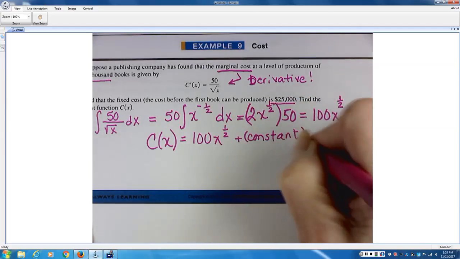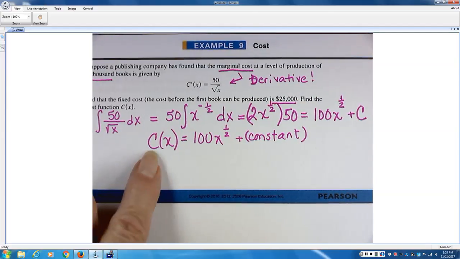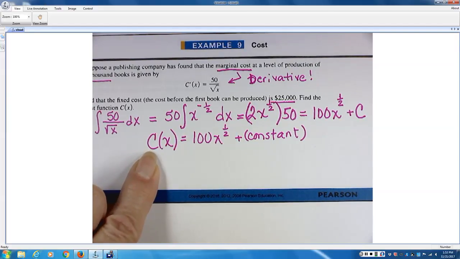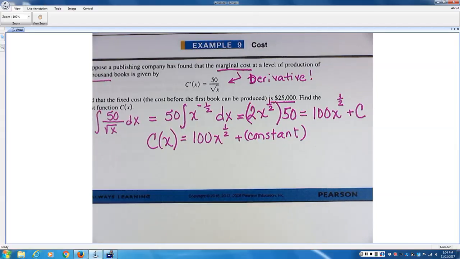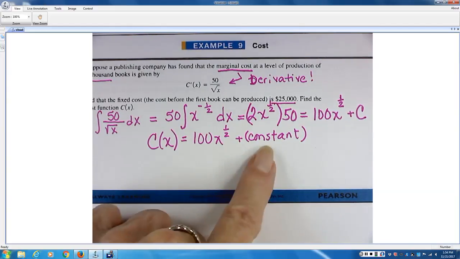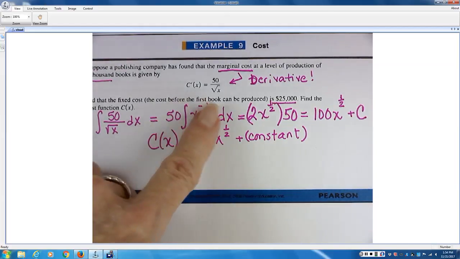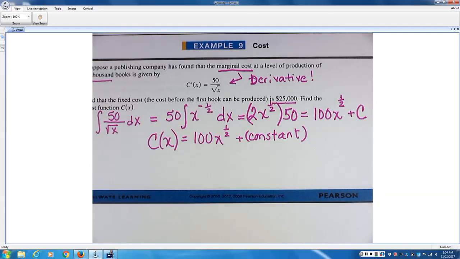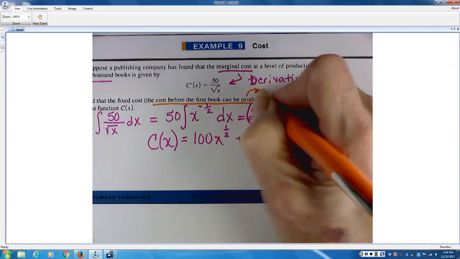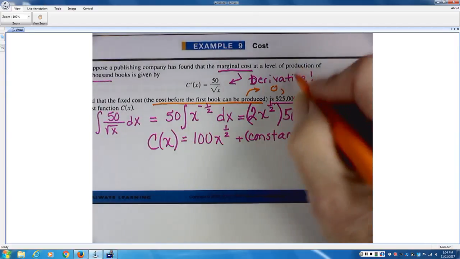And here I'm writing in the word constant rather than using the C so that you don't confuse it with the C of X. And of course you know that X to the 1/2 power is the same as the square root of X, so we could just take the square root, but I'm going to leave it at this for right now. But now this is what's actually called an initial value problem. It's a problem where they give you the information to find out what that constant is. Because it says the cost before the first book, so that means X is 0, is $25,000.